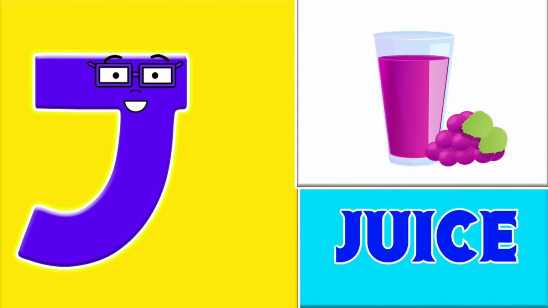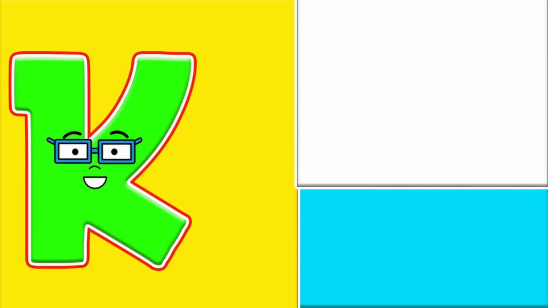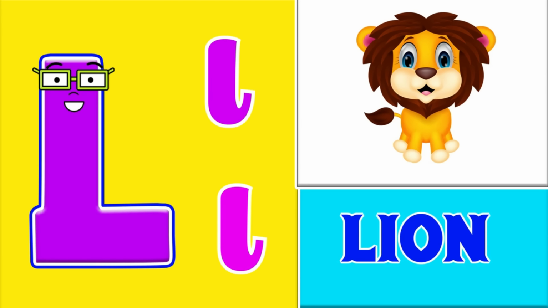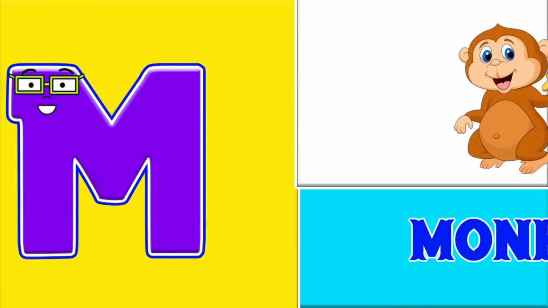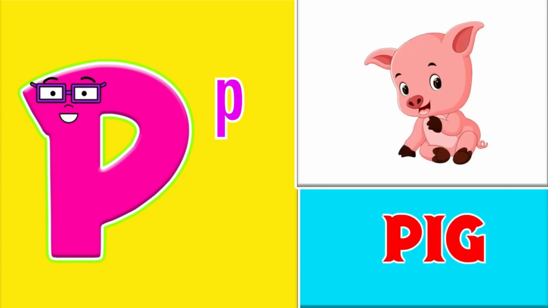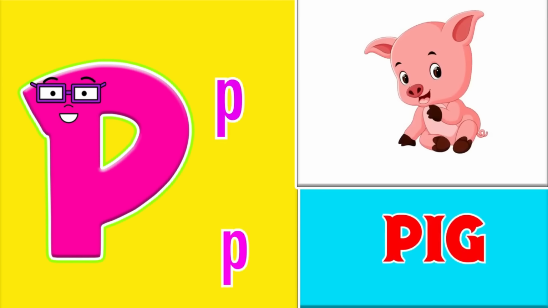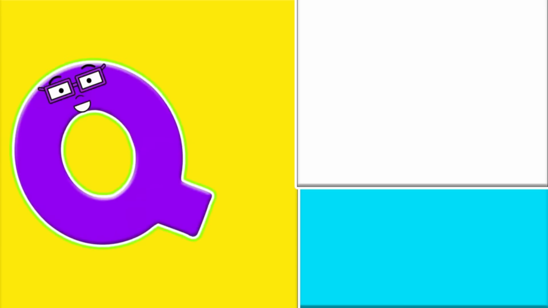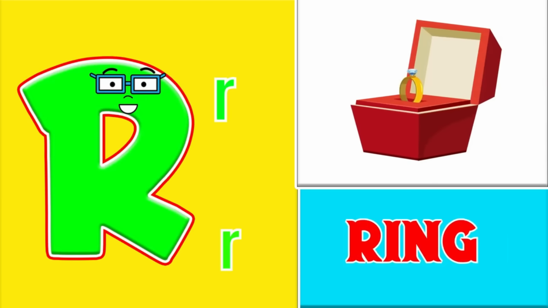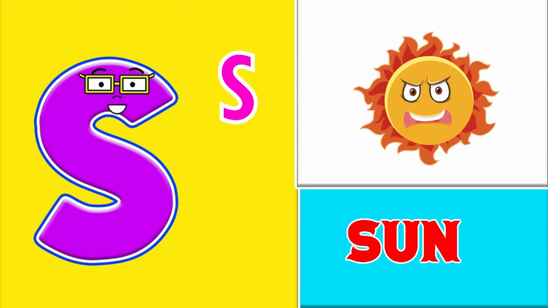J is for juice, juice. K is for kangaroo, kangaroo. L is for lion, lion. M is for monkey, monkey. N is for nose, nose. O is for octopus, octopus. P is for big, big. Q is for question, question. R is for ring, ring. S is for sun, sun.